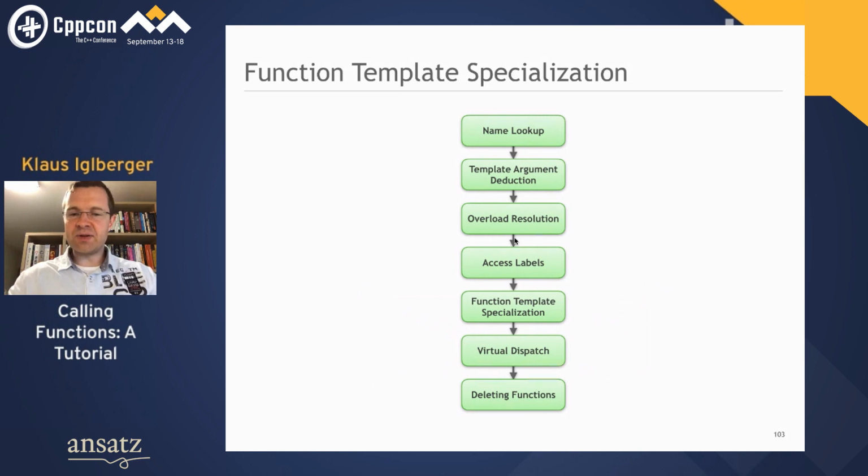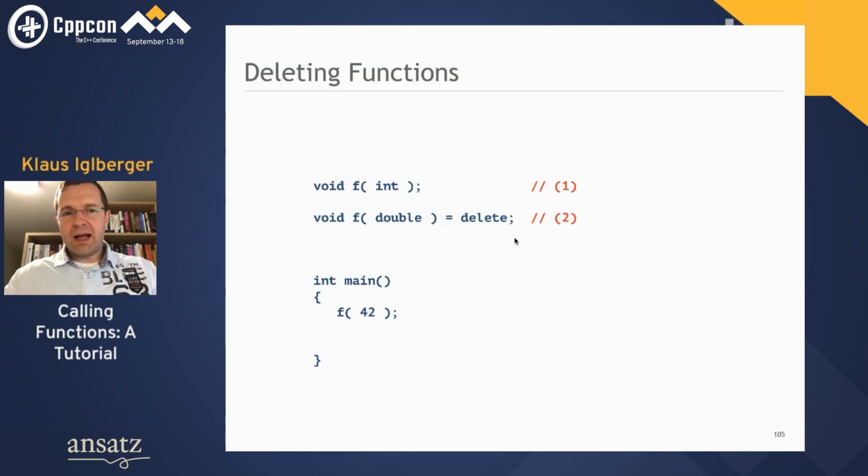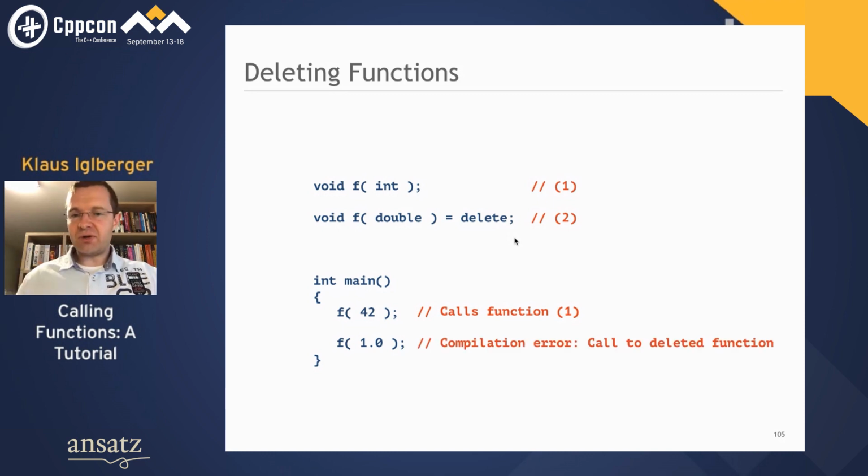So this leads us to the last step, deleting functions. Let's consider that I call a function f with 42, and I have two functions. One takes an int, one takes a double. This double function is explicitly deleted. Then, non-surprisingly, this function will call function 1. No problem. If I call function f with a double, however, it is not calling function 1, but instead you get a compilation error that you're trying to call function 2.